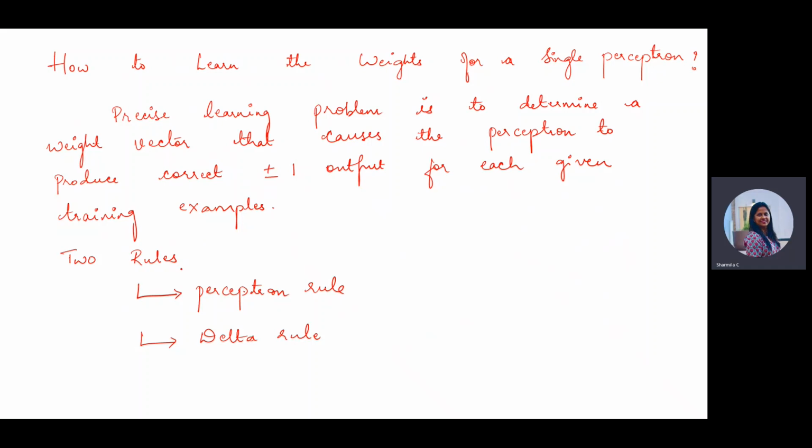We have two rules for learning the weights for a single perceptron. The first one is called the perceptron rule. The second one is called the delta rule.